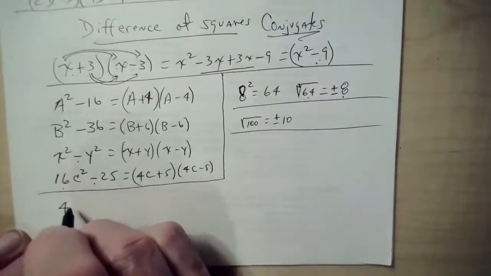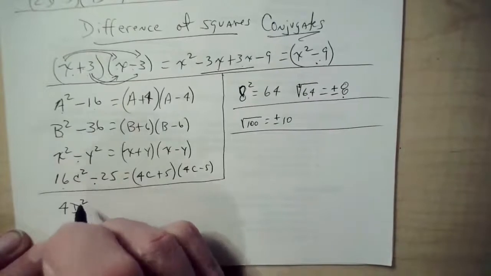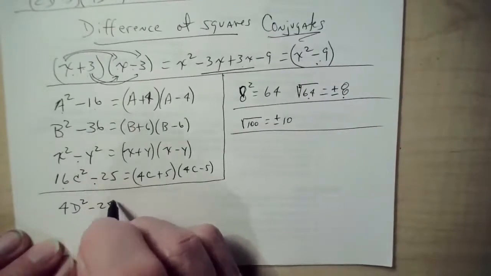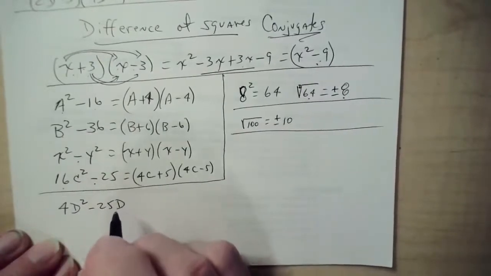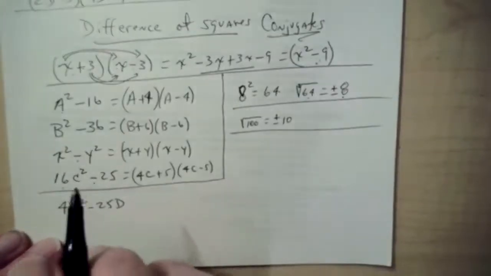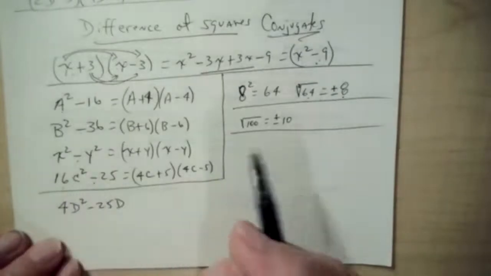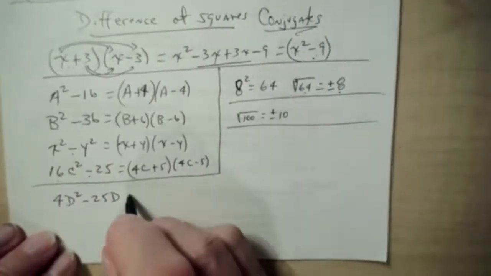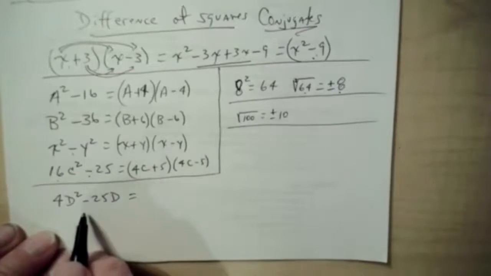So where did we end up? Okay, that one. 4c squared. 4d squared minus 25d. Whose turn is it? Mr. Luna.